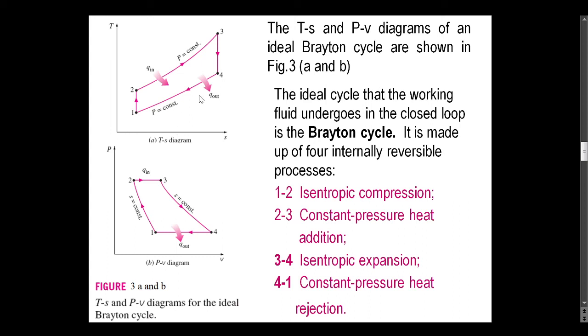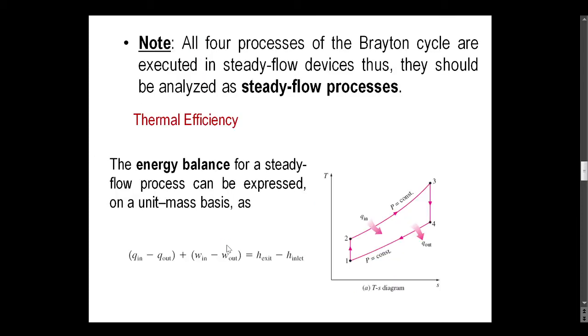So these are the processes in the Brayton cycle, and the representation of these processes on the TS and PV planes. You have to note that all four processes of the Brayton cycle are executed in steady flow devices, thus they should be analyzed as steady flow processes.